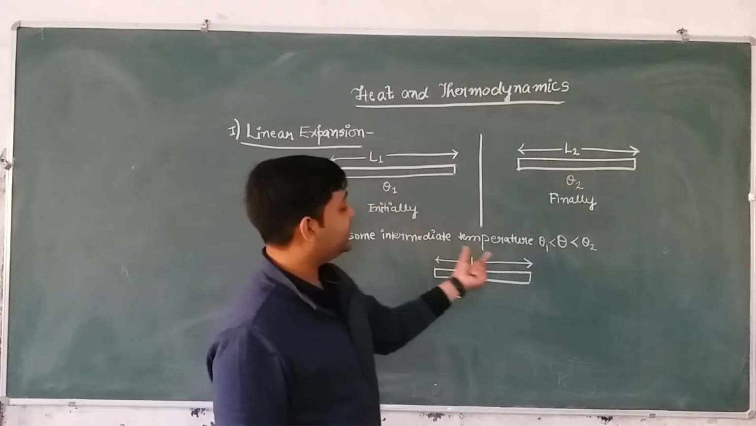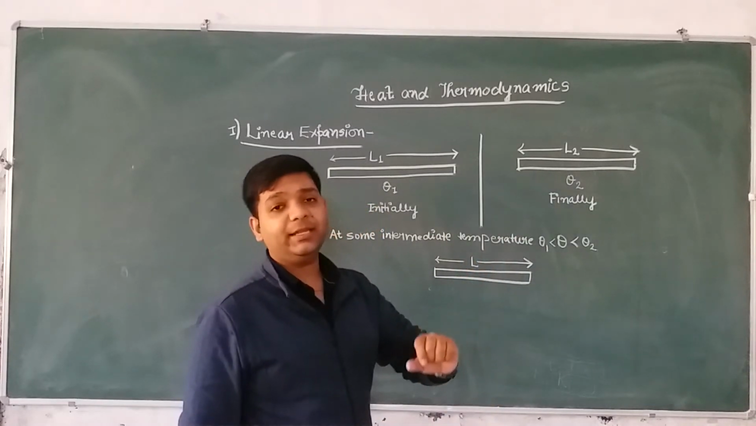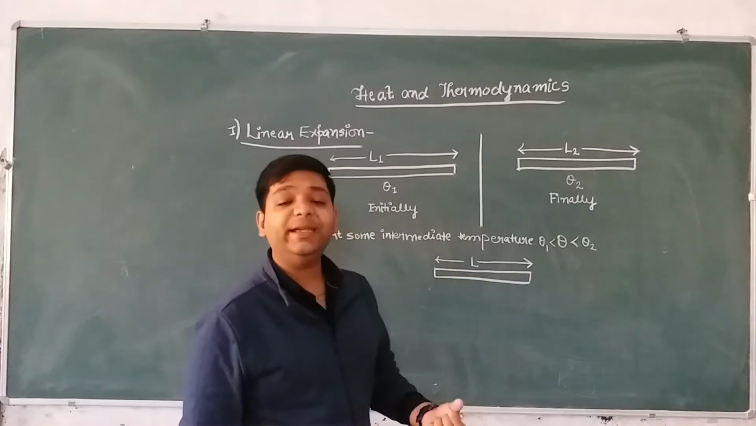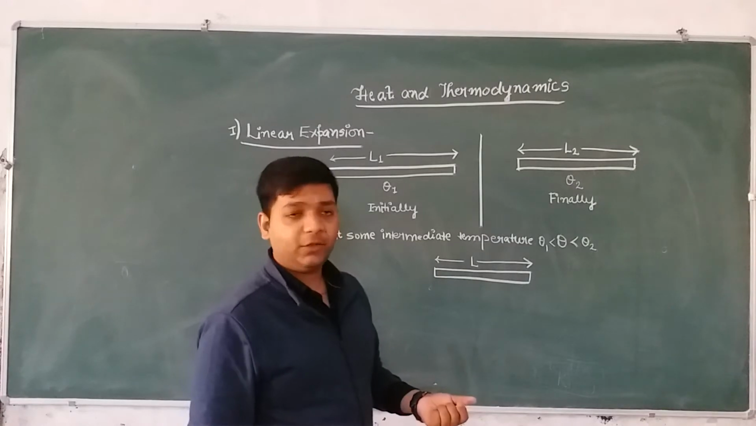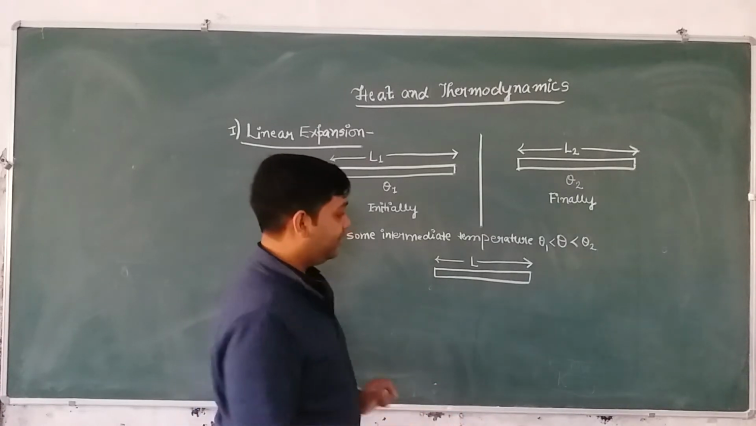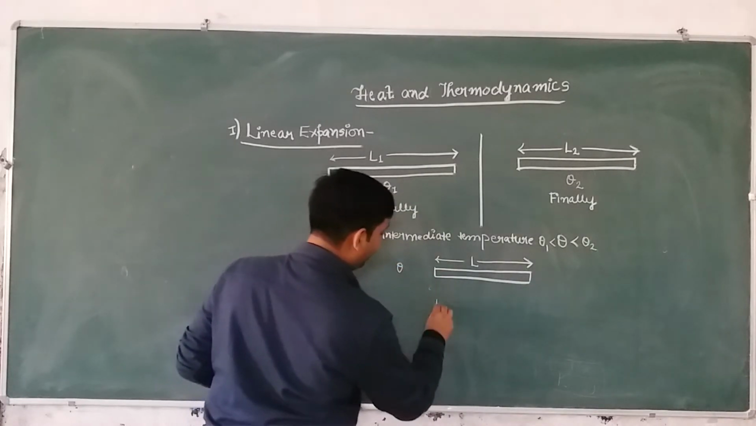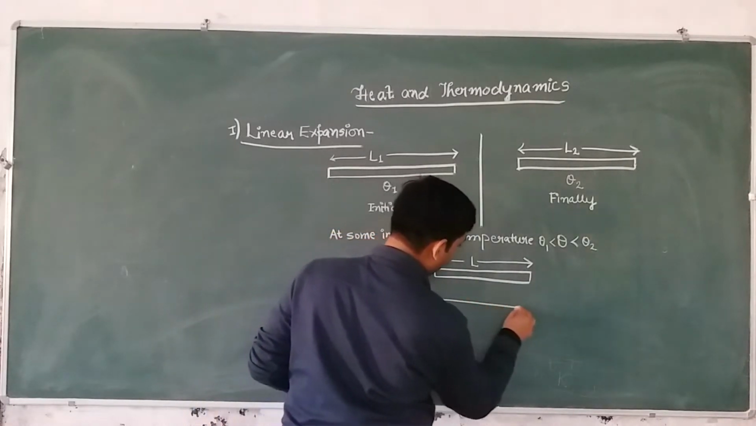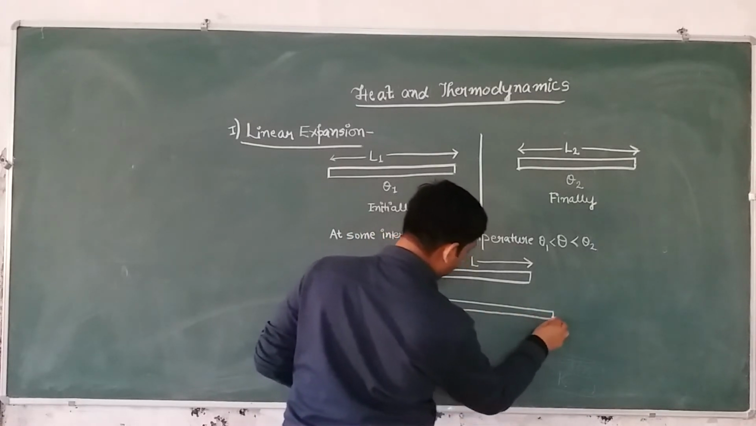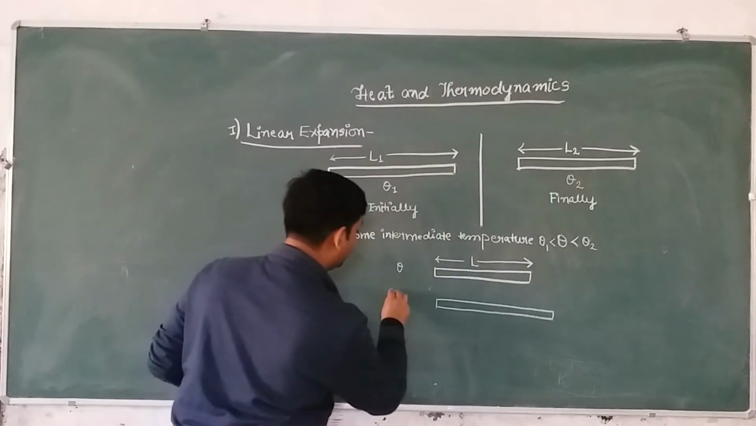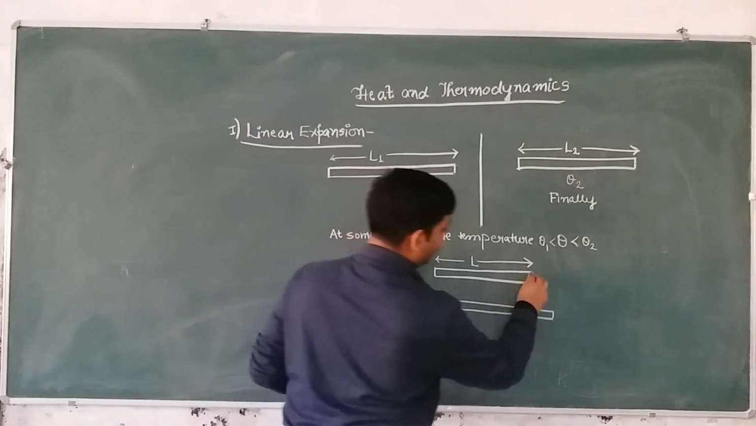Now, when the temperature is theta, the length of the rod is L, and suppose we slightly increase the temperature of this rod by d theta, then what will happen? There will be a small increase in the length of the rod, let's say it is dL, right? So this is at temperature theta. And when we have increased the temperature slightly by d theta, then let's say the length of the rod increases by dL. So this is the situation at theta plus d theta.